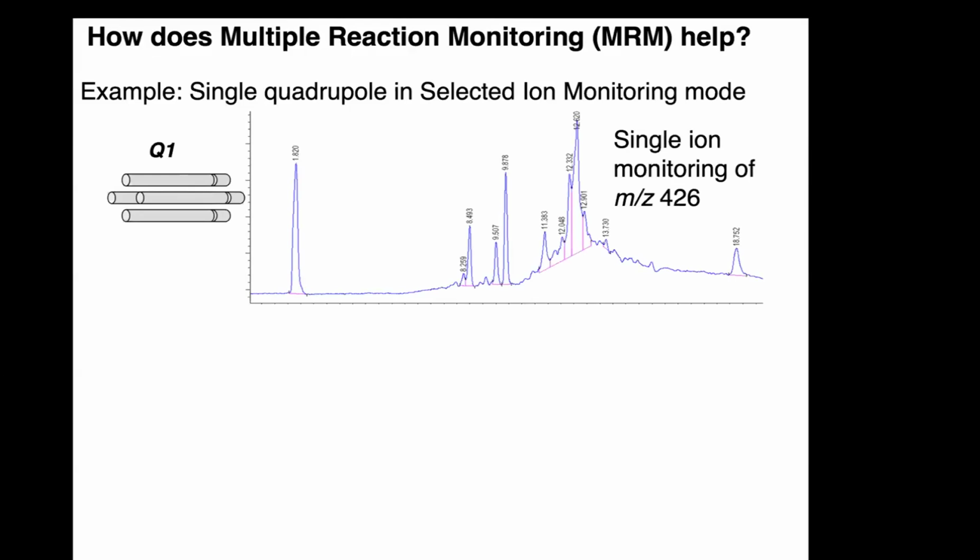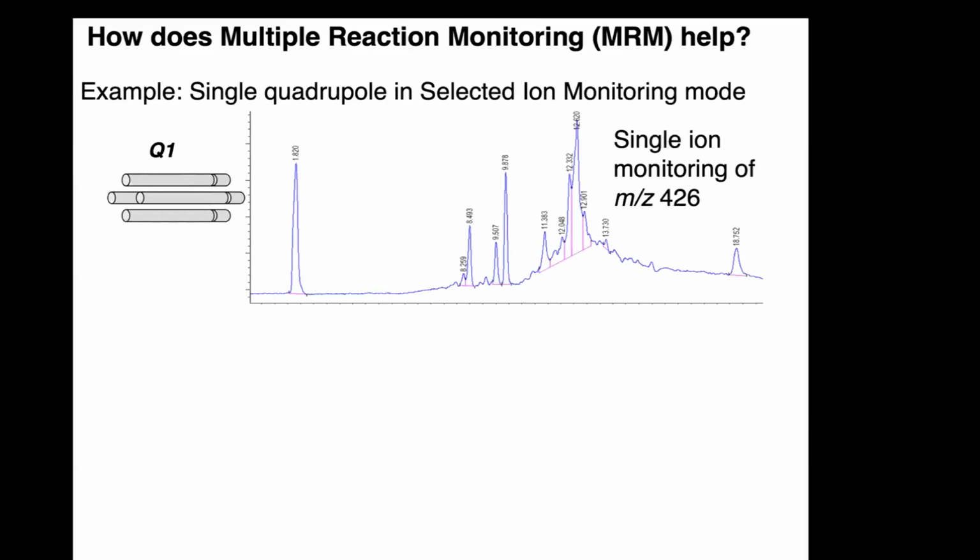The issue is, a serum sample is a pretty complex mixture, so there could be more than one compound there that has an M over Z of 426. If you want to quantitate and get accurate quantitative information off this, it can be difficult. A lot of error can be introduced due to the presence of isobaric species.